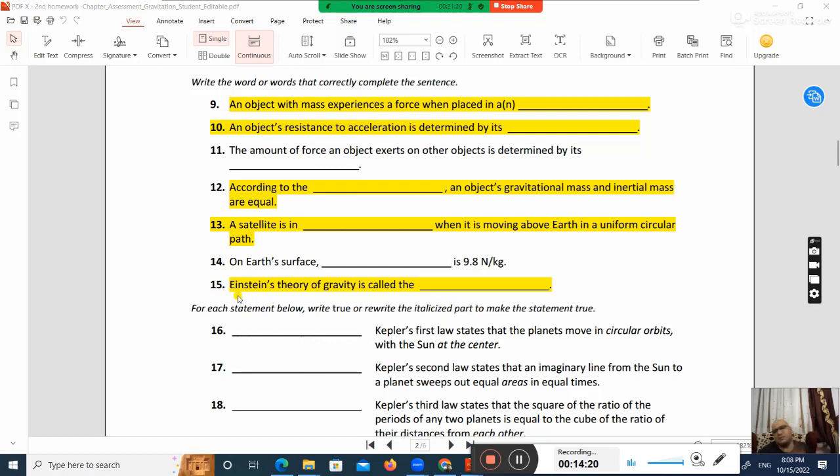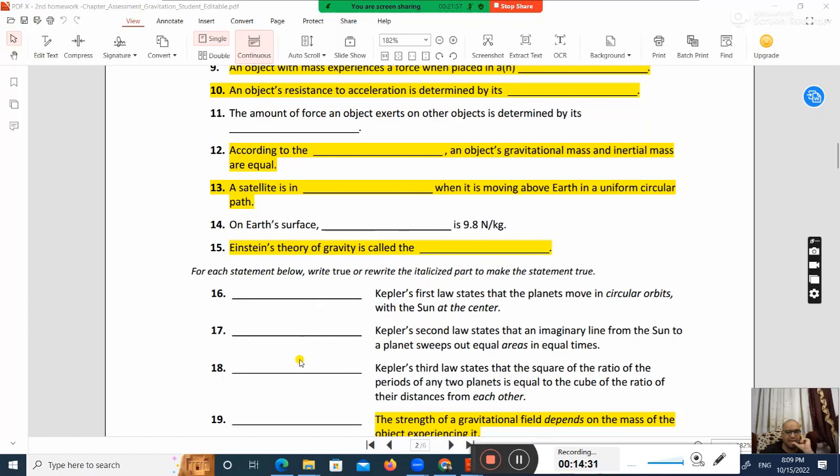Number 15 is cancelled. We're not going to answer it because I cancelled the part of Einstein's theory. Question number 16. For each statement below, write true or false, or rewrite it.